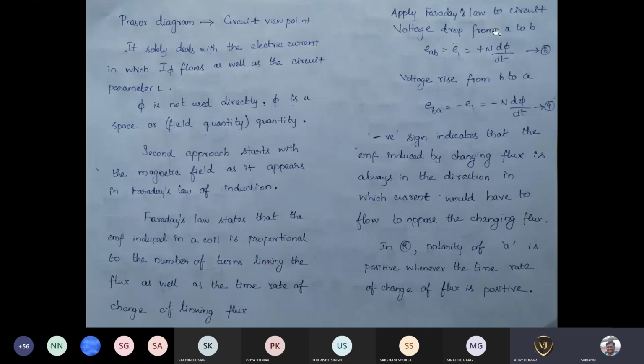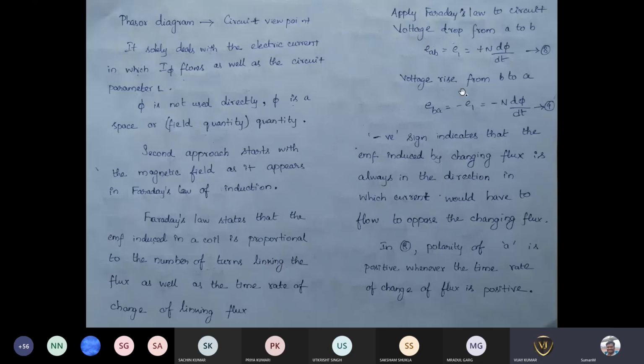So when we talked about the simple circuit viewpoint, we can write it as EAB, that is a voltage drop, given by E1, that is given by N into dφ/dt. So in the circuit viewpoint, we directly write it as V is equal to I into XL. When it is given in the field point of view, we have to represent the flux. So in order to represent the flux, we have included dφ/dt. So this is a voltage drop.